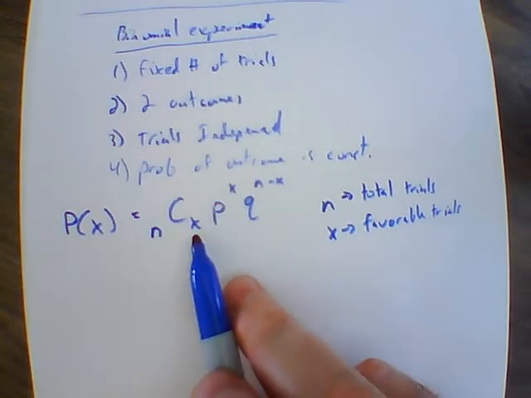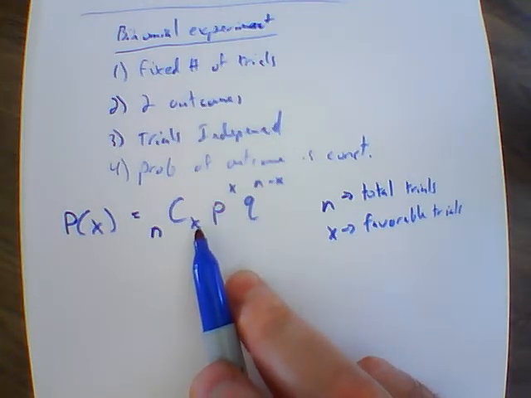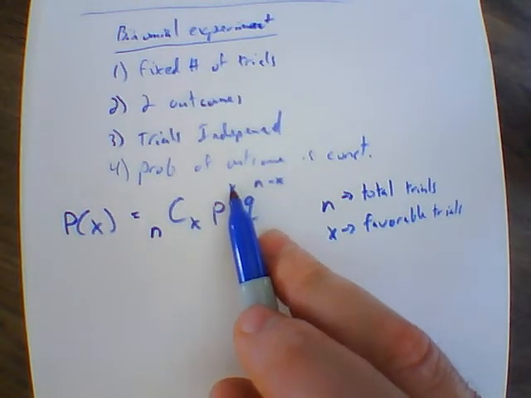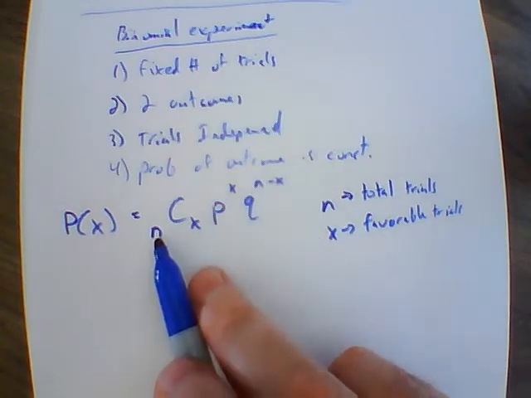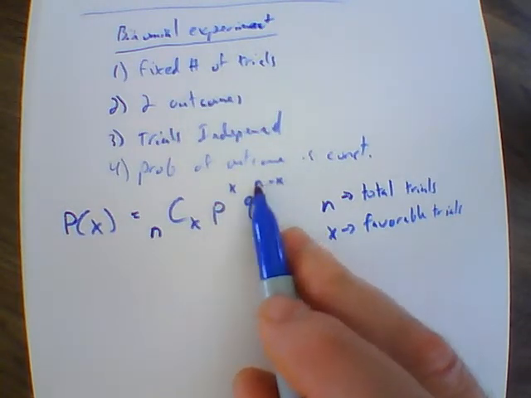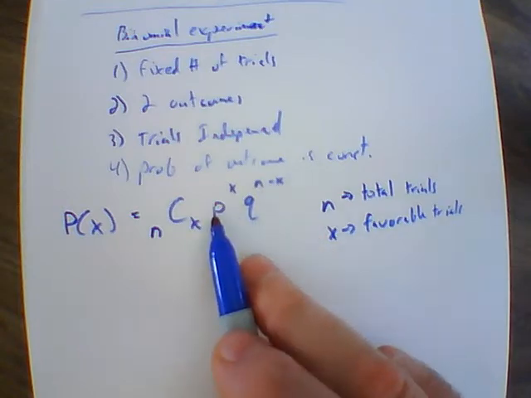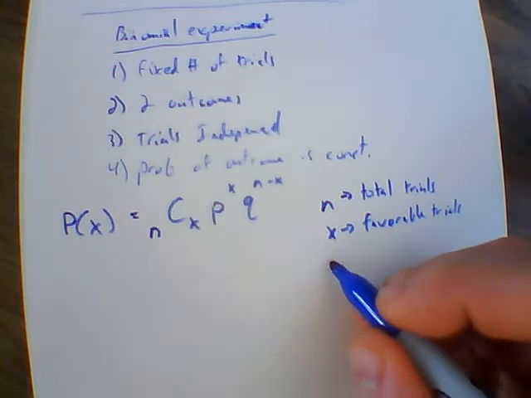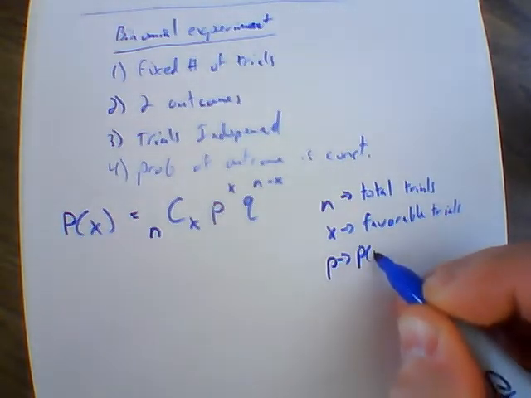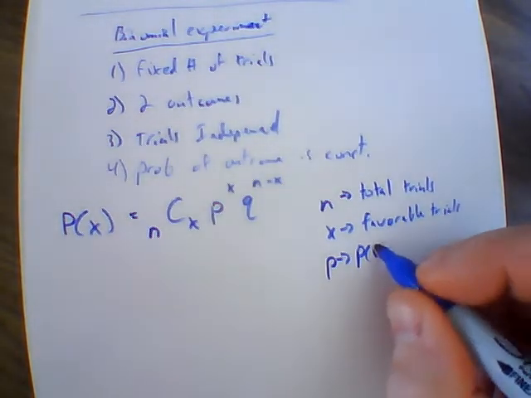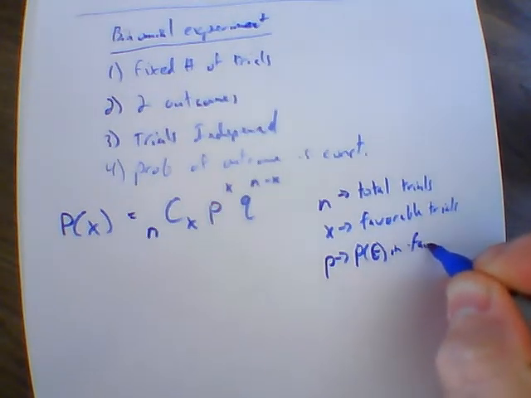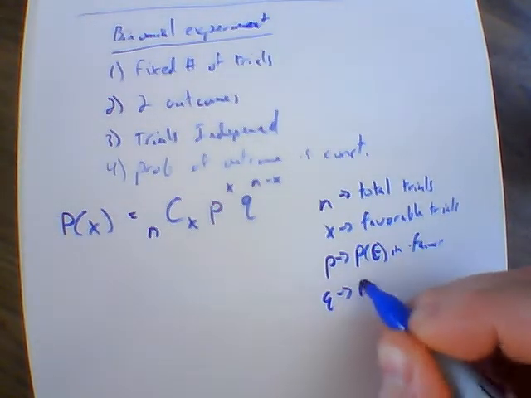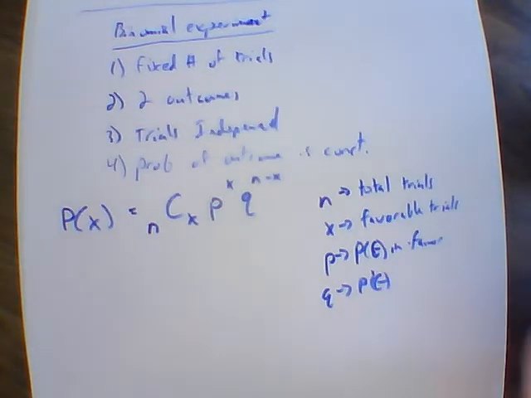So if we have 10 trials and you want to win 5 times, or you want to win 6 times, we would have 10 and then 6 here. So 6 would go here, 4 would go here. Once again, n minus x would be 4. So this n minus x would be the not there. Now this is the probability of the event in favor, and then q is the probability of not that event.